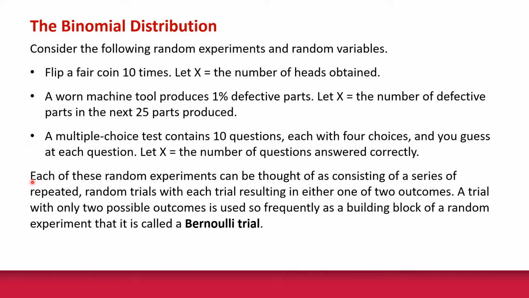Because this is a random experiment or a sample with only 2 outcomes. It's either success or fail. The coin is either heads or tails. The parts are either defective or they're not defective. The question, you either got right or you got wrong. So they only have 2 outcomes. A trial with only 2 possible outcomes is called a Bernoulli trial, and we can use the binomial distribution to describe it.